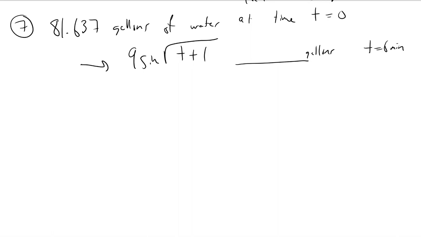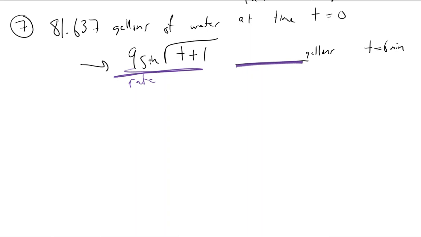All right, question 7 tells us that at the start we have 81.637 gallons of water. It gives us a rate that the water is flowing in and out of this tank. And we want to know how many gallons, how much water is there at time t equals 6.